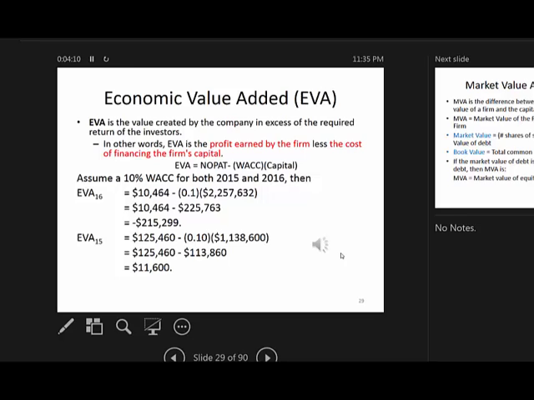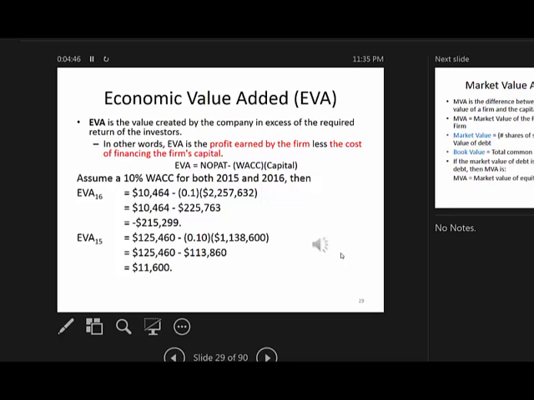We can also calculate the economic value added, or say the EVA. EVA is the value created by the company in excess of the required return by the investors. In other words, EVA is a profit earned by the company less the cost of financing the company's capital. Now, in dollar terms, the profit earned by the company is the NOPAT, and the dollar cost of financing is the percentage cost, or say the WACC, multiplied by the amount of capital it financed.